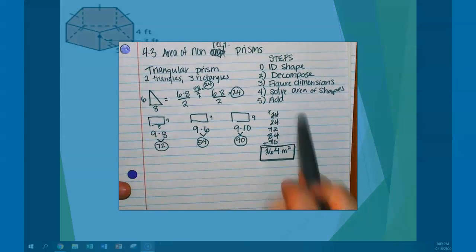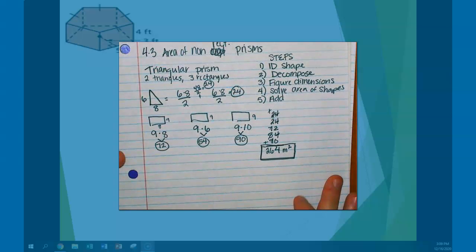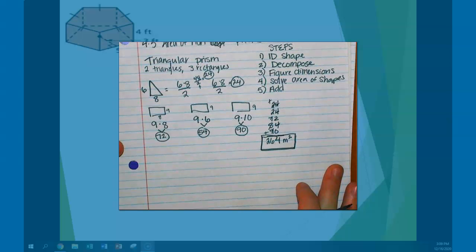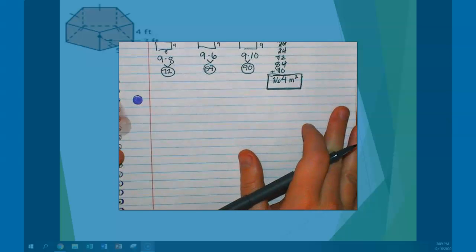Okay, hopefully you have the steps written in your journal, because when I solve this next problem, I'm going to be scooting my journal up and you won't be able to see them. I'll still talk through them, but I'm not going to write them out again.